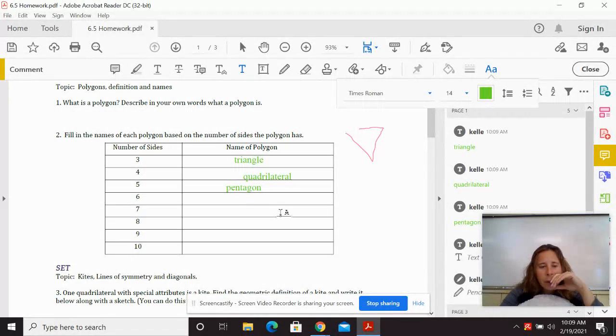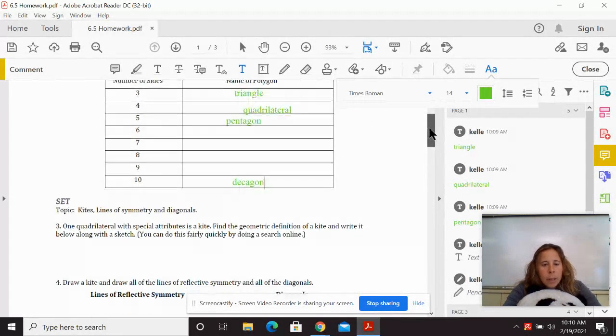I don't really want to do all of these. Which one's kind of hard? 6 and 7. You can also Google these. Side of 9. I'll fill in 10 for you. 10 is a decagon. If you don't know these, that's okay. You might have forgotten them. You can Google them. Google will help you.